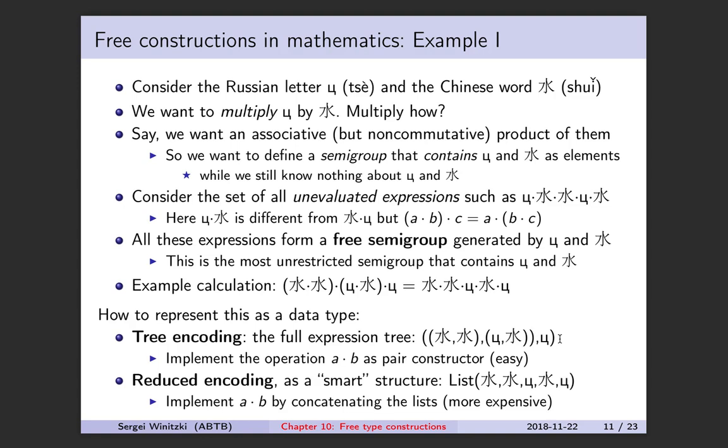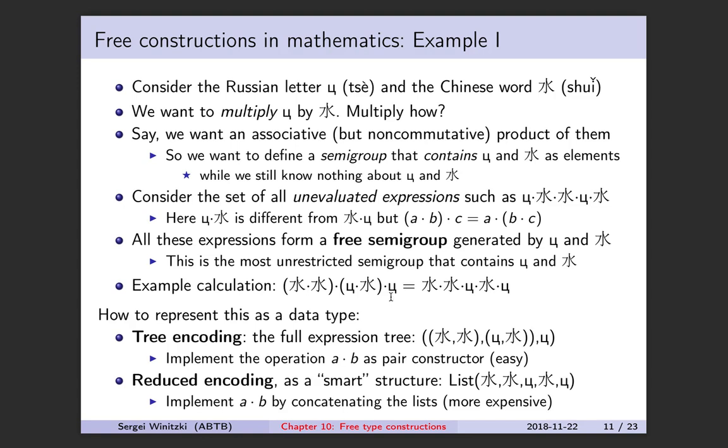But there is another encoding, which I call reduced encoding. And this encoding is smarter. It is less redundant. And in this case, it's going to be a list of all these things taken in this order. This list is equivalent to what you would write on paper, because the associativity law means that it doesn't matter where the parentheses are. You can omit all parentheses and you will still get the correct result. And so, since we know about that, we are clever and smart, and we realize that a list of these things in this order is sufficient. It is sufficient information to represent a value in the free semigroup.